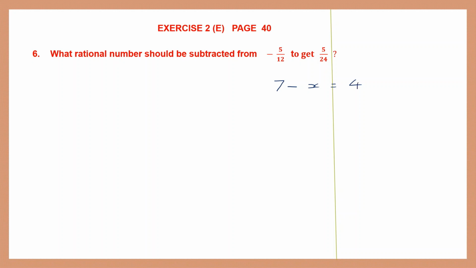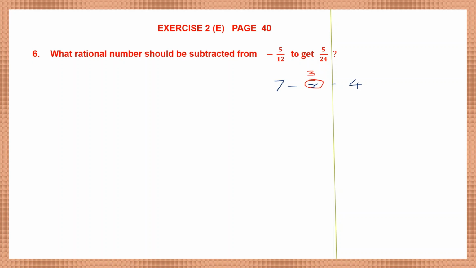Okay, so it's the same as this. What number should be subtracted from this? So that should come first. I've replaced that with a simpler number to help us understand. So what should I subtract from this to get 4? Now 7 minus what will give me 4? Now we know 7 minus 3, so x is equal to 3. 7 minus 3 is equal to 4.